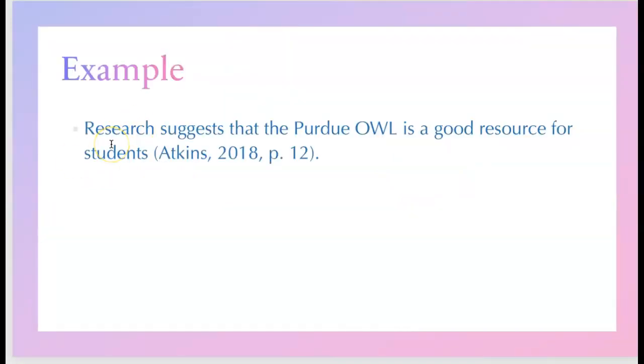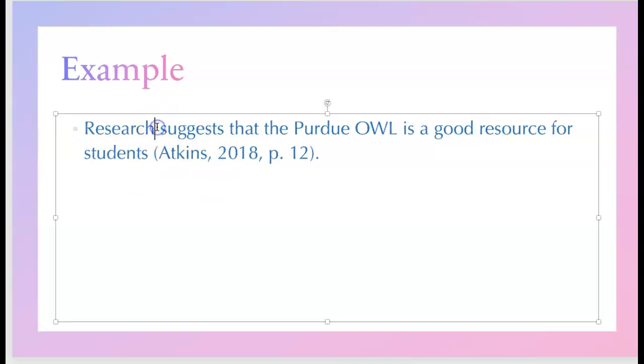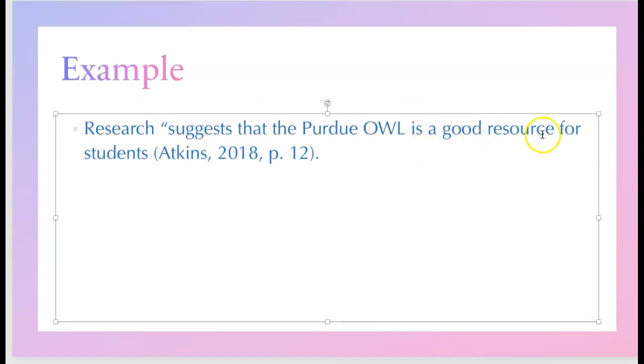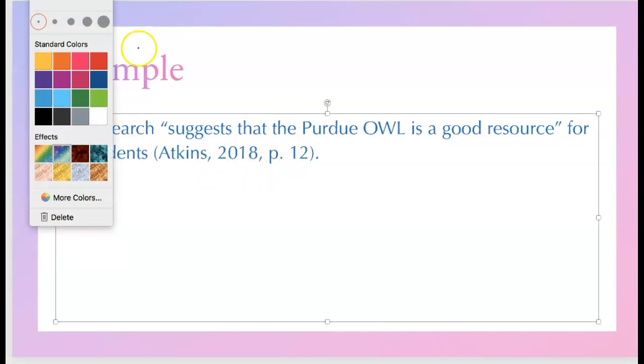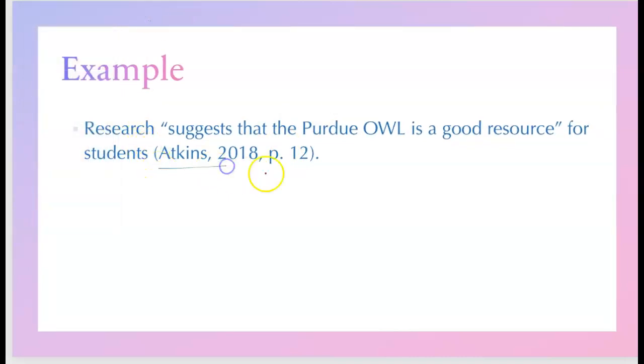For example, this is an example of a paraphrase. Here's my citation, or if I wanted to show that this was a direct quote, which I don't believe it is. Here is my quoted material, and here's my in-text citation at the end of my sentence, and here I have all of the information that I need. I have my year of publication, I have my page number, and then I have my commas and my P.